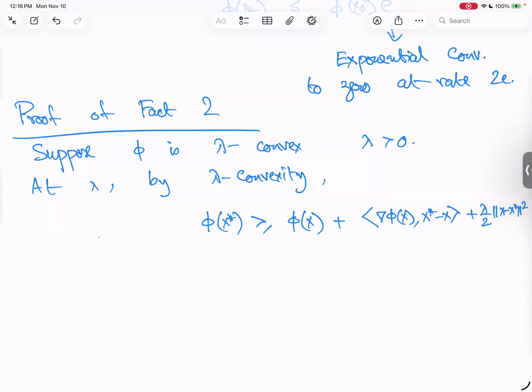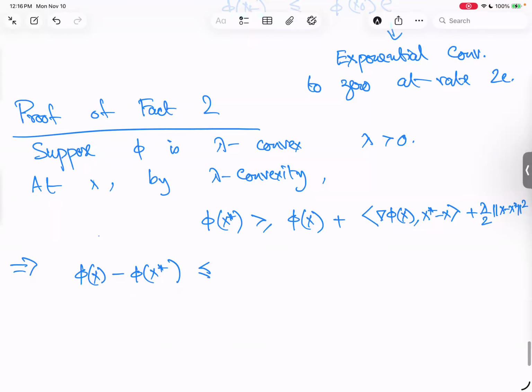All right, okay. So from there I get that phi of x minus phi of x star is less than or equal to the gradient of phi of x, x minus x star, minus lambda over 2 norm of x minus x star squared. Well, I didn't do anything, I just rearranged terms. Took the inner product to the left-hand side, changed the sign, and so on. That's what I'm doing here.